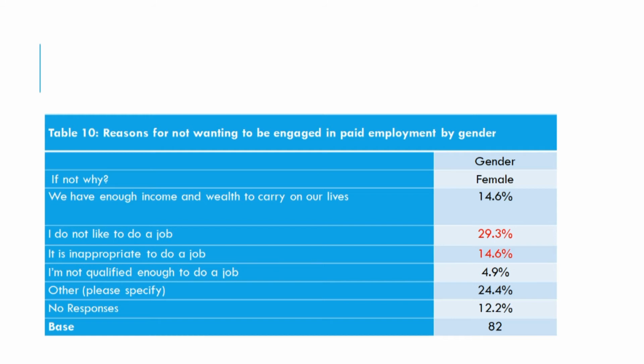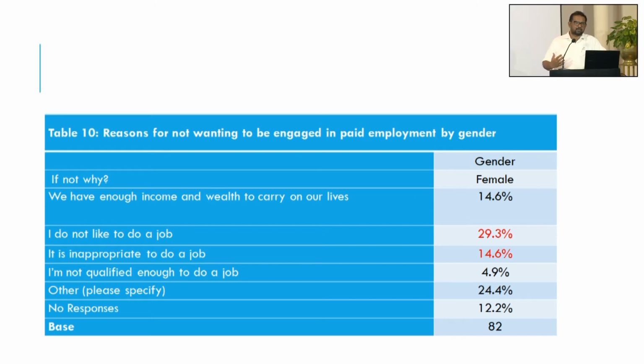The reason I'm saying this is because we have a lot of myths about women not wanting to engage in work. So out of the women who say they don't want to engage in work, 29% say that they don't like to do a job, and 14 or 15% say that it is inappropriate to do a job. Just to highlight the fact that it is a very tiny percentage of women who are out of a job because of social stigma. There are a lot of women who want to get into jobs. They are not in employment because of their care work responsibilities, or because our economy is such that they cannot be absorbed into economic activities.